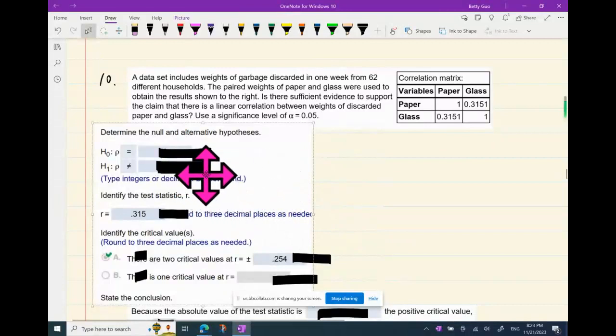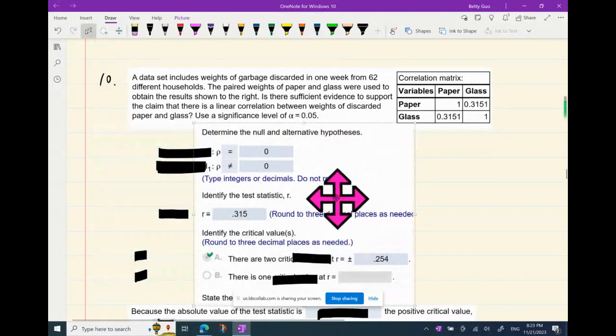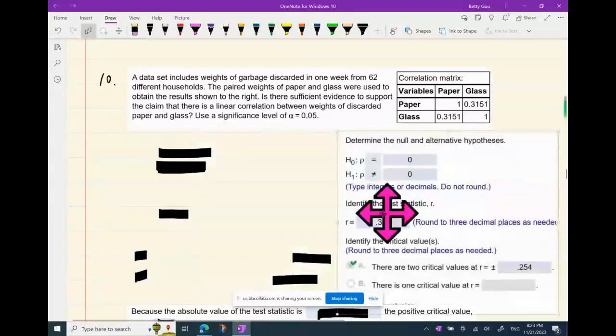The null would be rho equals 0, and the alternative would be rho is not equal to 0. It's always like that, right? For the formal hypothesis test of correlation, the null is always rho equals 0. The alternative is always rho not equal to 0. R is given from the matrix as 0.315 if we round to 3 decimal places.